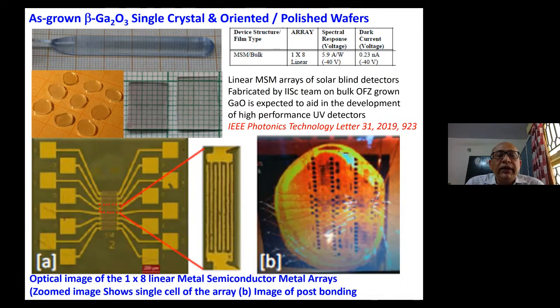Again, this shows gallium oxide single crystals, which are oriented and polished. As I told you, not only do the crystals have to be grown, they have to be cut, oriented and then polished like this. Some of these facilities we depend on outside agencies for. However, this crystal can be grown, cut and polished here in UGC DAE CSR.